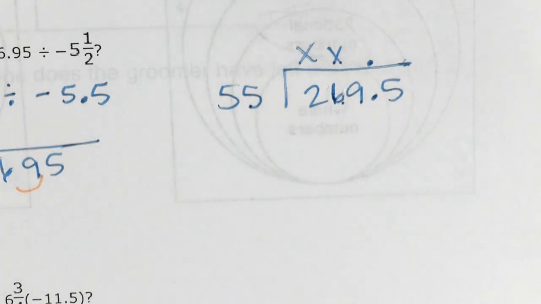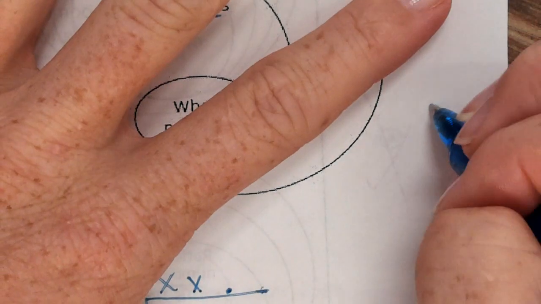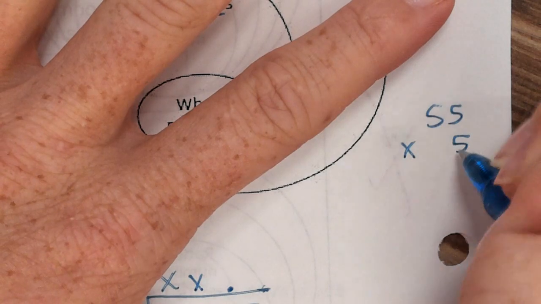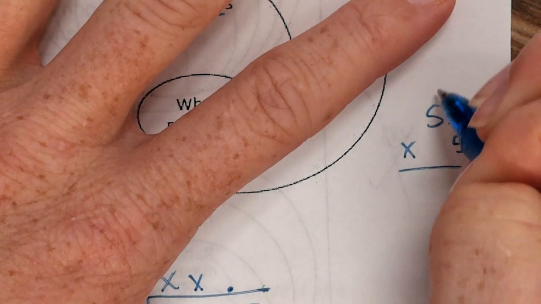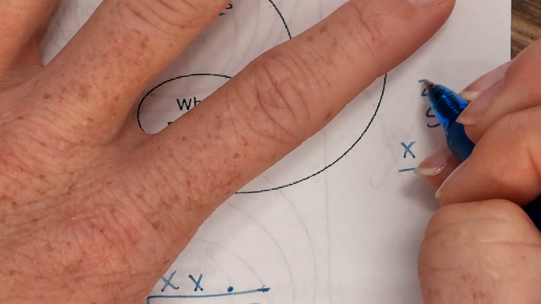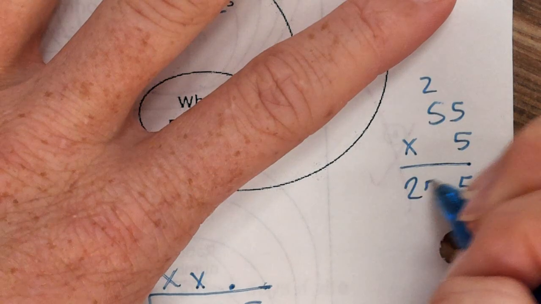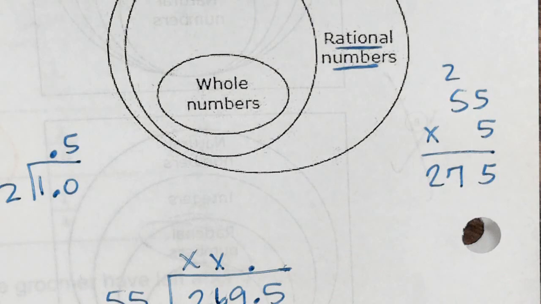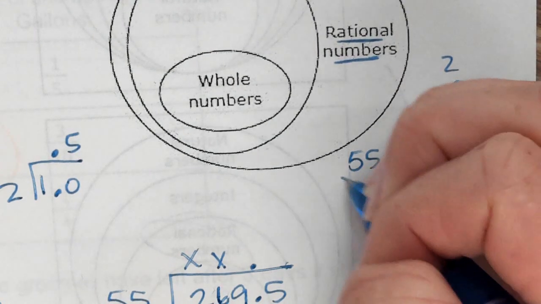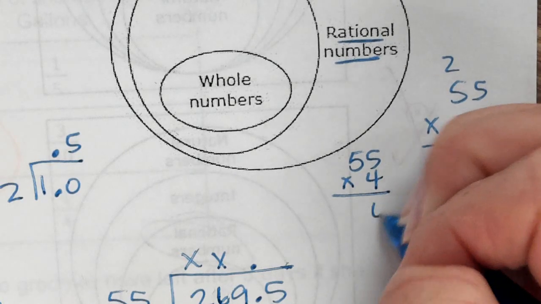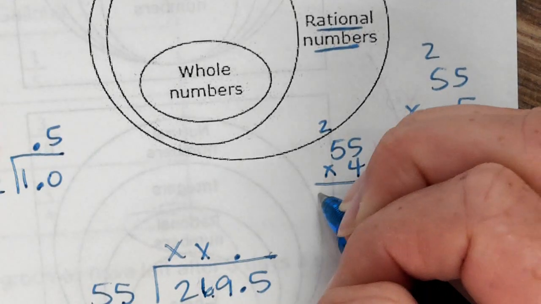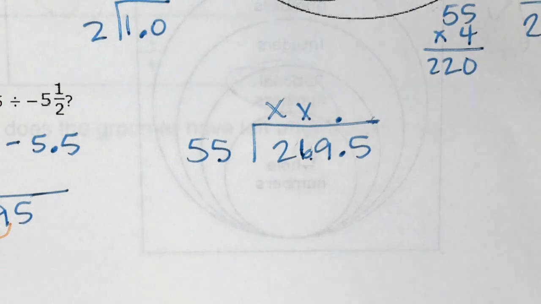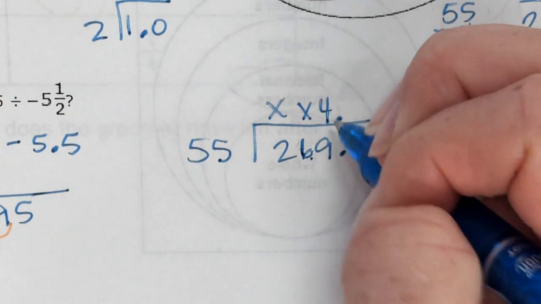So I started with 5, and I guessed and checked. What's 55 times 5? 5 times 5 is 25. 5 times 5 is 25 plus 2. That's too much. But you see why I started with 5. So I know I'm going to go down 1 and do 55 times 4. So that's 20 and 22. All right. So I'm going to do 4, which is going to go here.